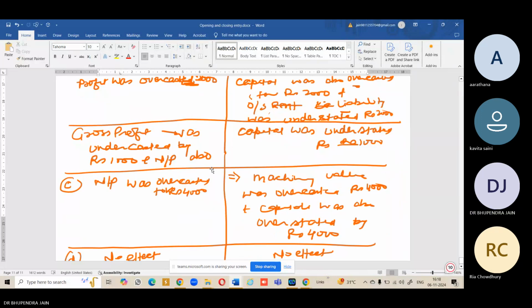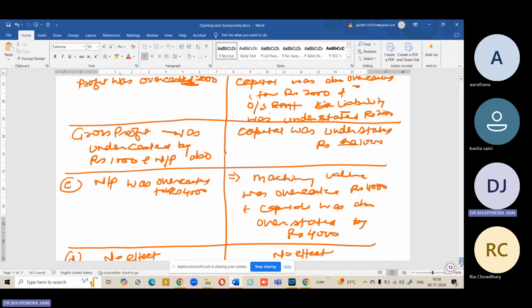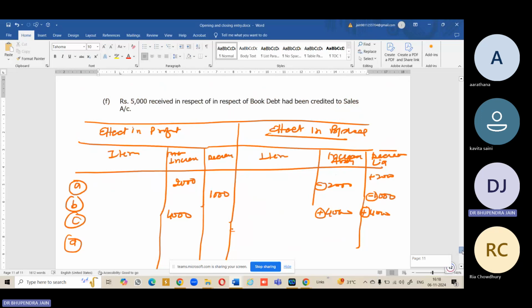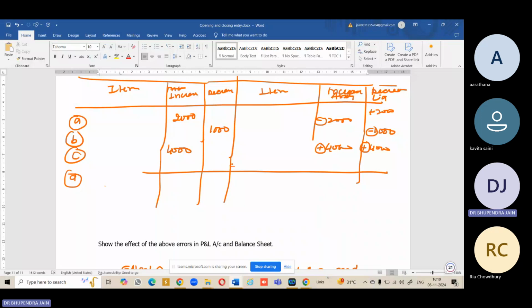I think there is some issue in the pen tablet. So I am just closing the entry here. You can transfer the remaining amount. Just make the total of the debit side and credit side. So this side total is 6,000. This side total is only 1,000. So how much is the difference, beta? 6,000.